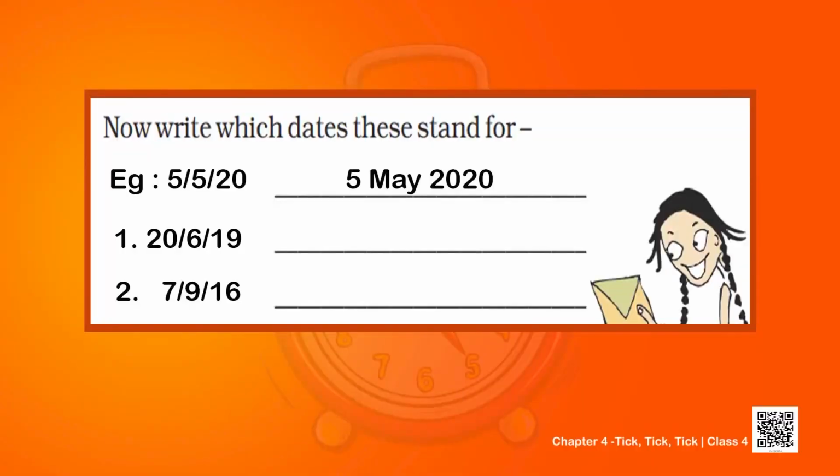Write which dates these stand for. In the first question, tell me which is the 6th month? Correct, it is June. So, it can be written as 20 June 2019.